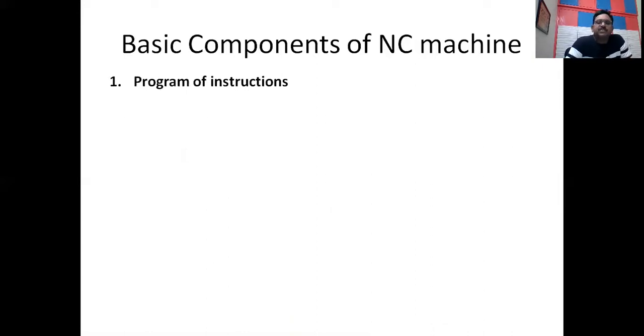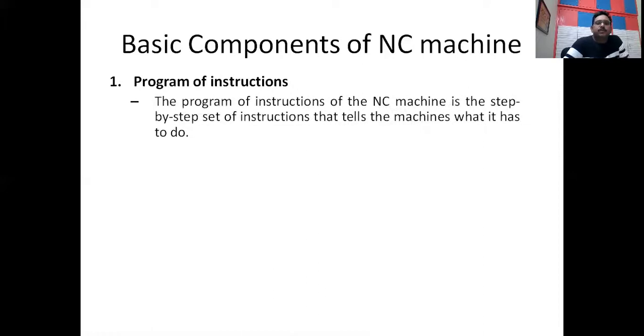The program of instructions of a machine is a step-by-step set of instructions that tells the machine what it has to do. That means program of instructions is nothing but step-by-step instructions. For example, I want to make a drill on a component or on a workpiece. So what is the first step? You have to fix a job onto the table, a drilling machine table. So that is the first step.